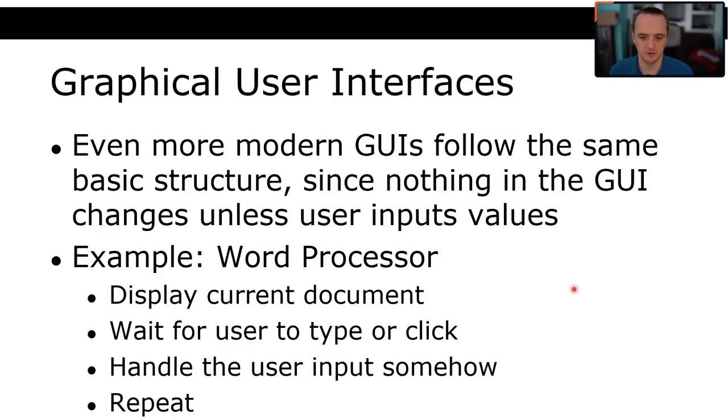So for example, let's take a really basic word processor. So the word processor is going to display the current document, right? So you've either opened a document or you've created a new document, and then you've just got a blank sheet in front of you. Maybe this could be a spreadsheet as well. So you've got something in front of you that you're looking at. And now that document isn't going to change unless the user inputs a value, right?